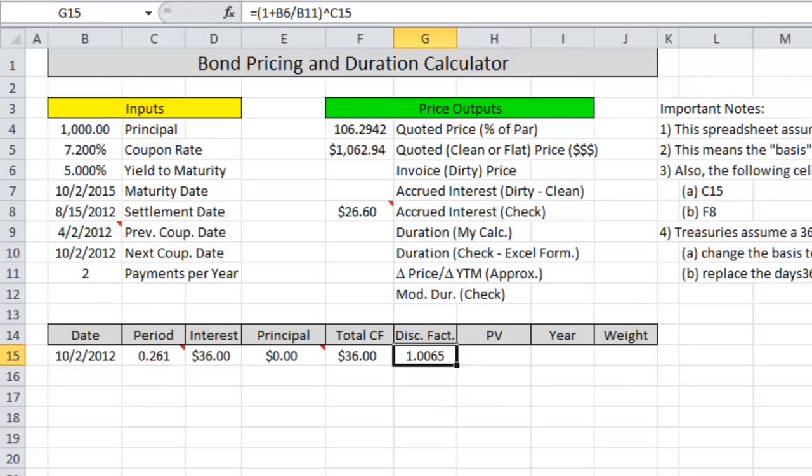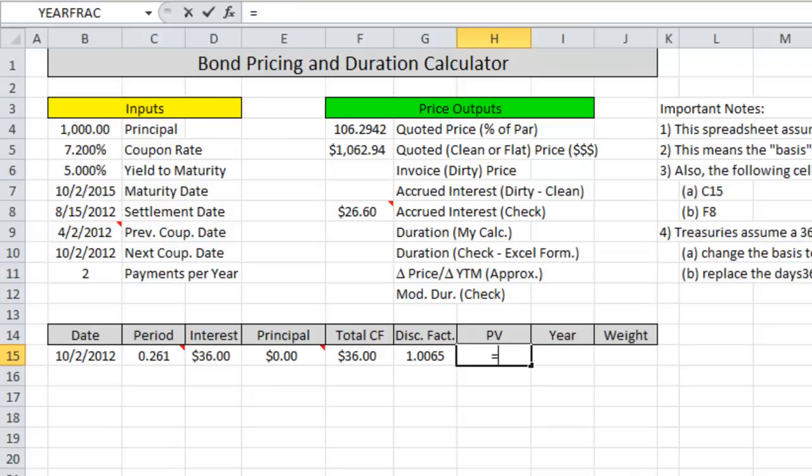Now, as a side note, when you figure out discount factors, you can either do what I just said, take 1 plus the periodic rate raised to the number of periods, or you can take 1 plus the annual rate raised to the number of years. It doesn't matter which way you go, but you must be consistent. Periodic rate raised to the number of periods, or annual rate raised to the number of years. You cannot mix and match.